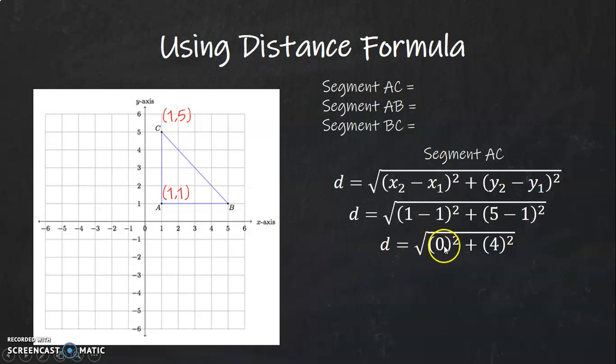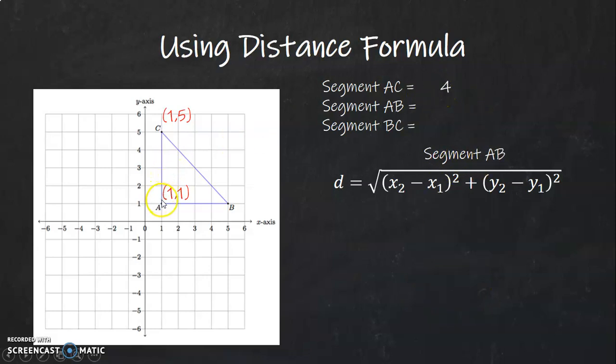So I do the parentheses first, and I see 1 minus 1 is 0, and 5 minus 1 is 4. So the distance equals the square root of 0 squared plus 4 squared. 0 squared is just 0, so I worry about this here, and I have 4 squared is 16. Square root of 16 is, of course, 4. So now I'm right back to the distance of segment AC is 4.